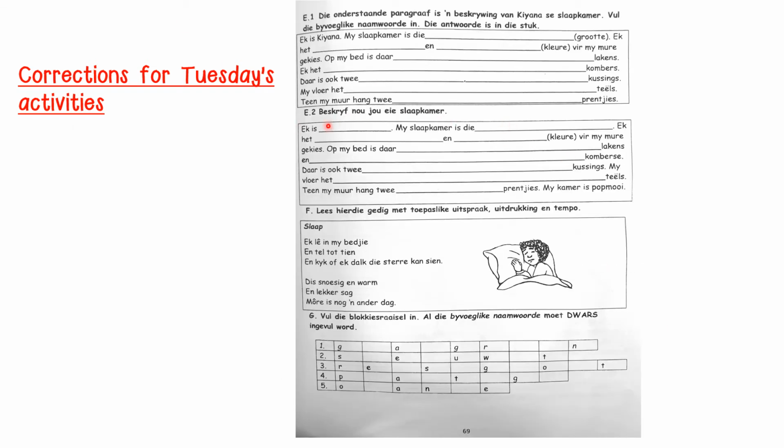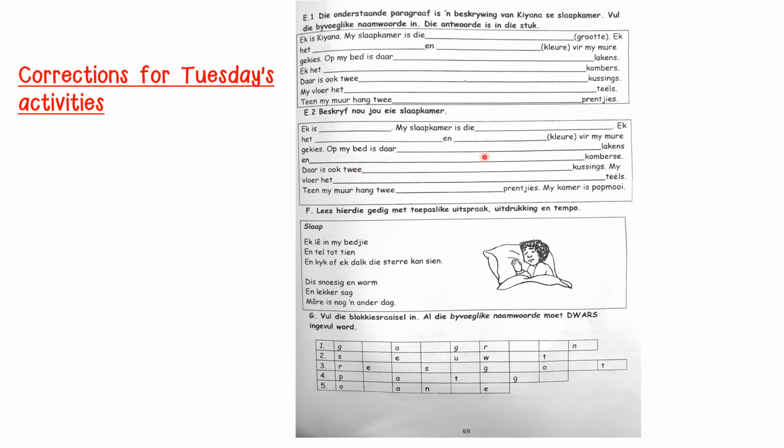Then in question E2 it says, beskryf nou jou eie slaapkamer. Describe your own bedroom. And here you had to fill in adjectives, byvoeglike naamwoorde, to describe your own bedroom. So the first sentence, ek is, and you should have written your name in this space. My slaapkamer is die, my bedroom is the, and you needed to speak about the size here. Ek het something and something vir my mure gekies. I chose, and you need to write the colors that you chose for your walls.